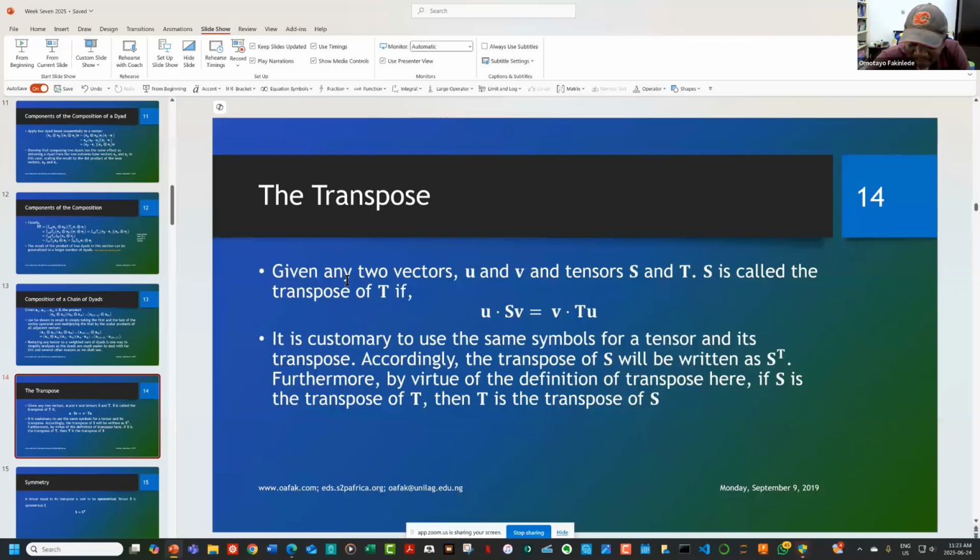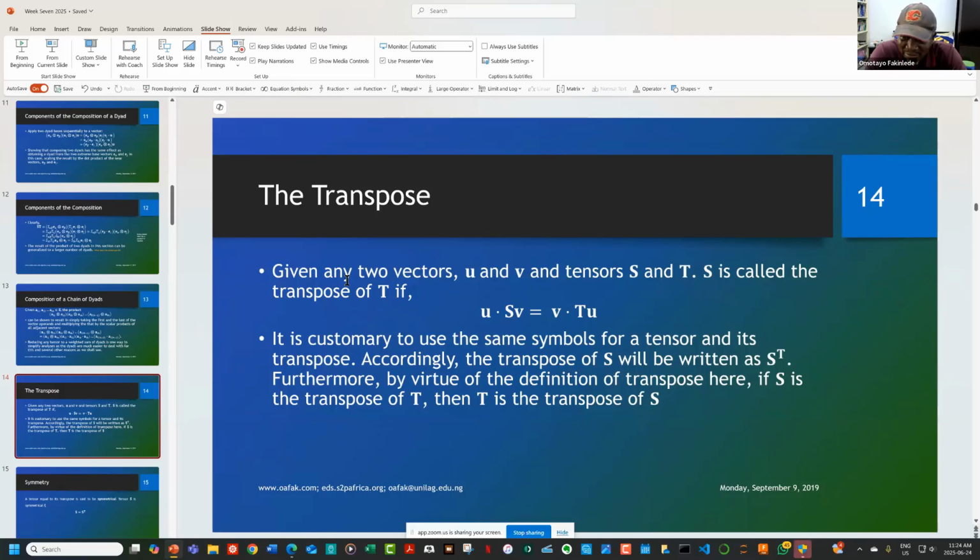Given any two vectors u and v and tensors S and T, S is called the transpose of T if u dot Sv is the same thing as v dot Tu. That is, if you do the composition of the vector in reverse order, first operate it on one and then do the dot product on the other one, and you just reverse the order. If the answer you get is the same, then those two tensors are transposes of each other, because all you need to do to get the other one, for two vectors, is reverse the order, and you get the answer you got before.